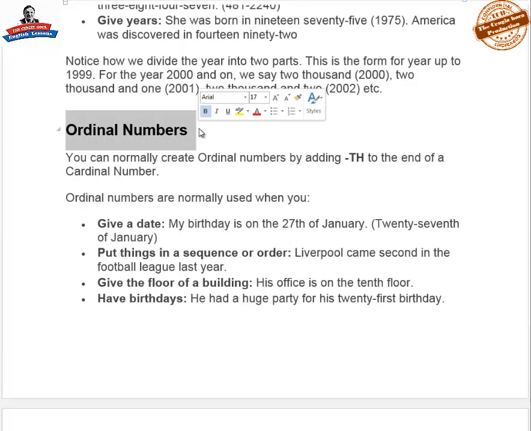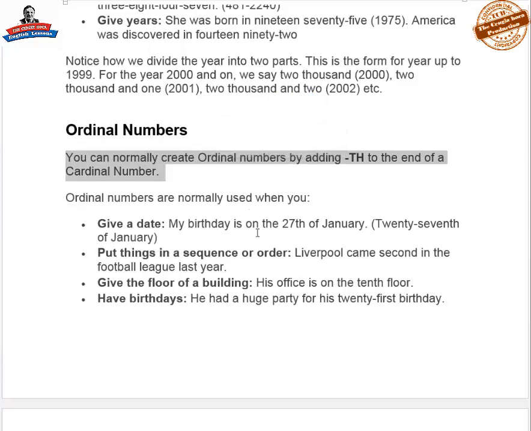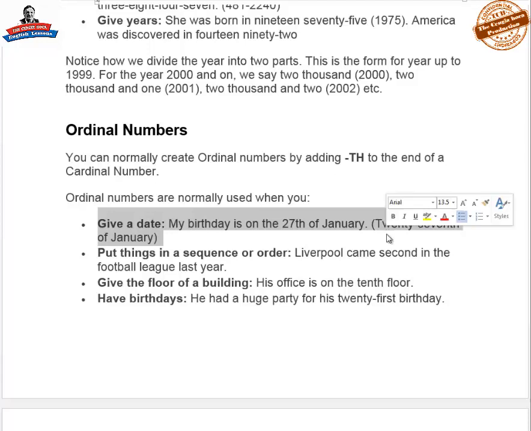Ordinal numbers. You can normally create ordinal numbers by adding th to the end of a cardinal number. Ordinal numbers are normally used when you give the date. For example, my birthday is on the 27th of January.